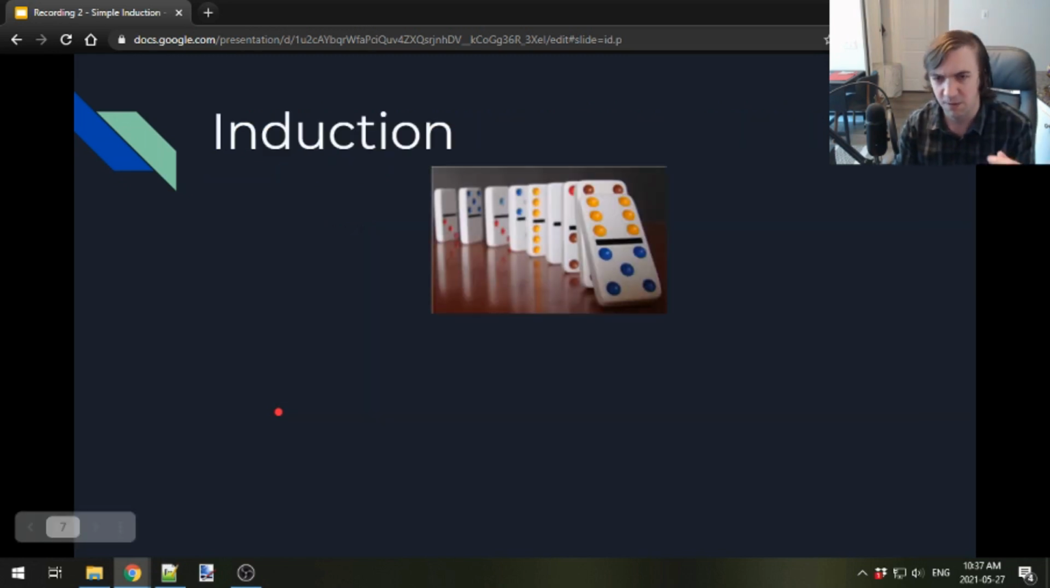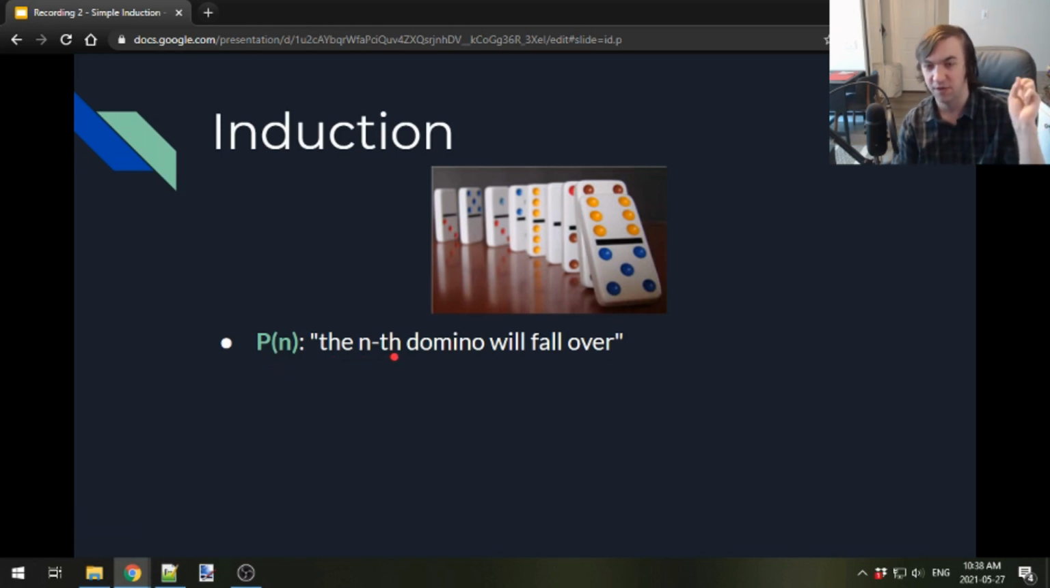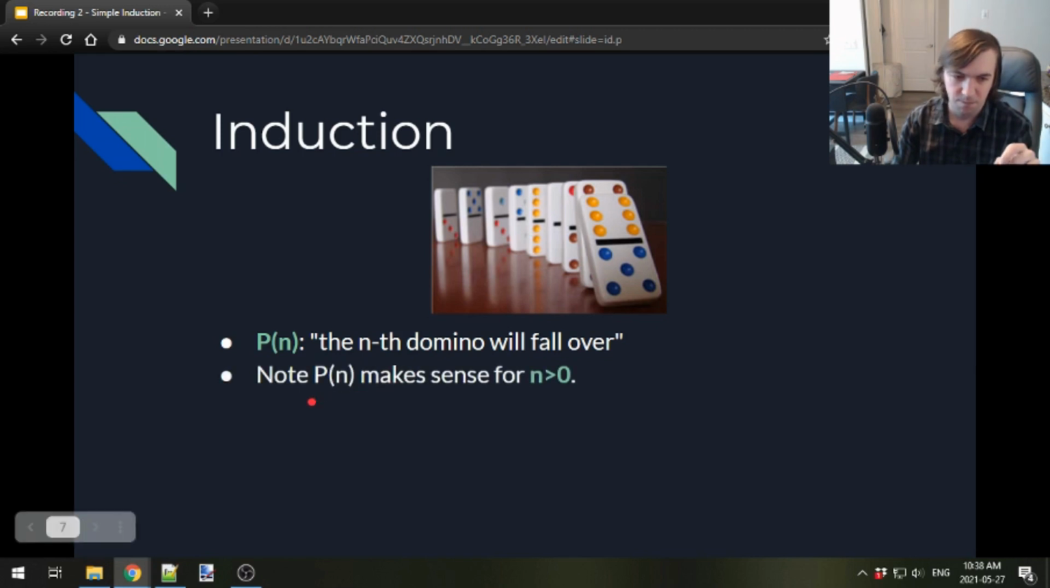The typical example that most instructors, I think, use when it comes to induction is the idea of dominoes. I think most people intuitively know how dominoes work. If you stack them all up in a nice little row together, when you tap one, they all fall over. But why do they all fall over? Here is the idea. Let's suppose we have our predicate, P(n): the nth domino will fall over, and this makes sense for any n greater than 0.